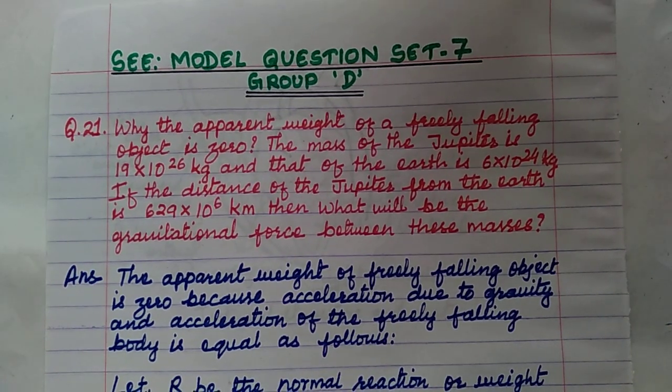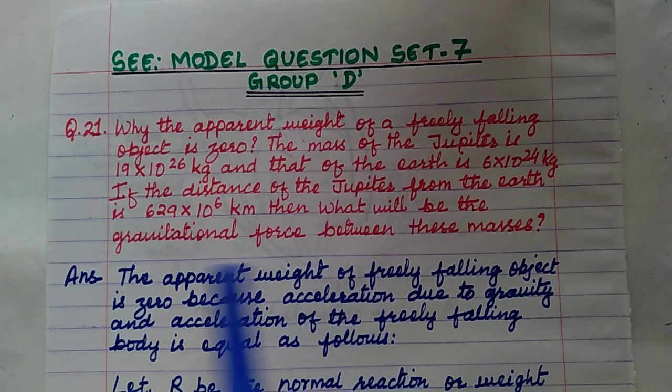The first part of the question is why the apparent weight of a freely falling object is 0. The weight of a body in free falling condition is 0. Why? That is your question. The apparent weight of a freely falling object is 0 because acceleration due to gravity and acceleration of the freely falling body, the acceleration at which the body is falling freely in free fall condition, are equal. These two values are equal. That is why apparent weight of a freely falling object is 0.